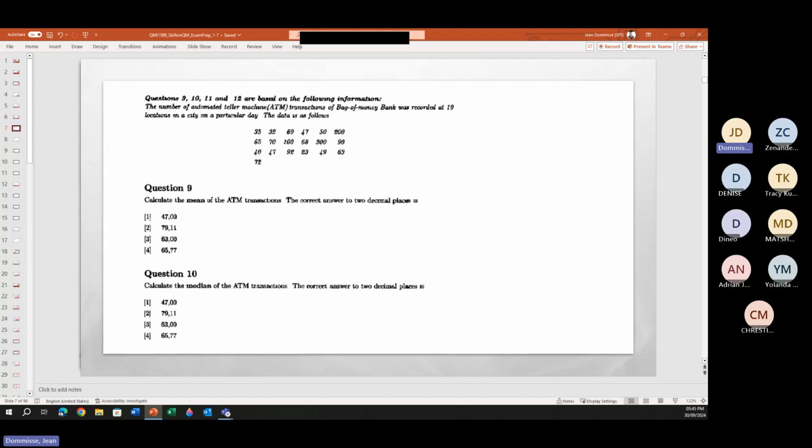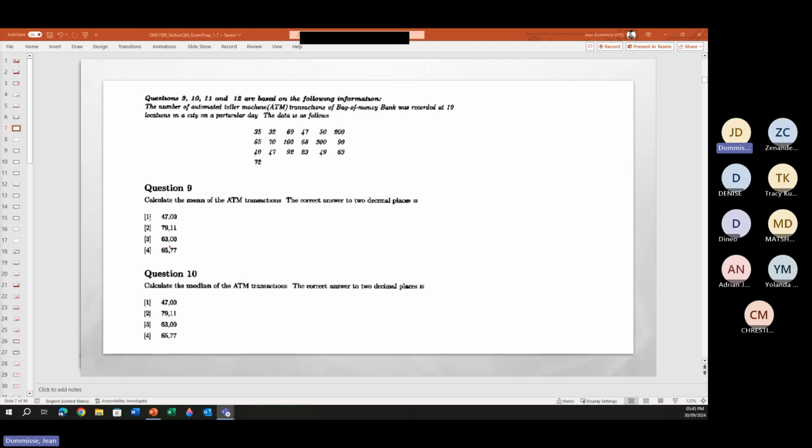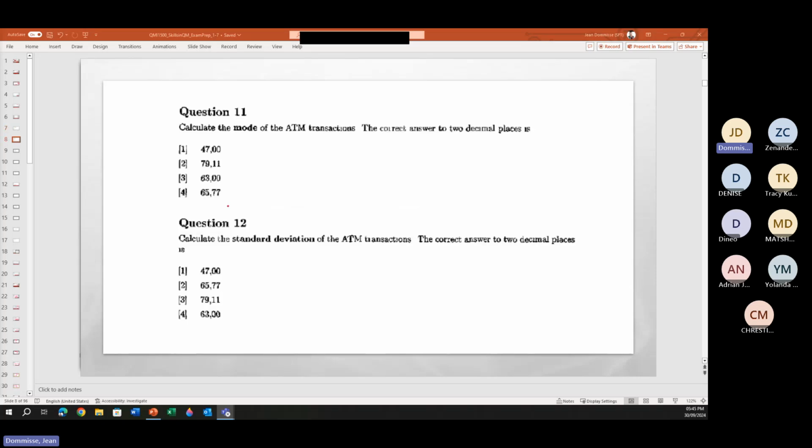Okay, so then this comes from an old exam paper where it was still paper-based. This was to test if you can work out the mean, median, mode, and then I think standard deviation. Okay.